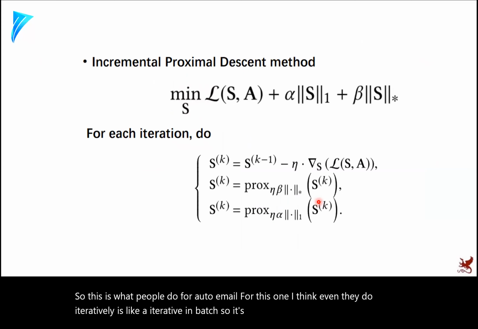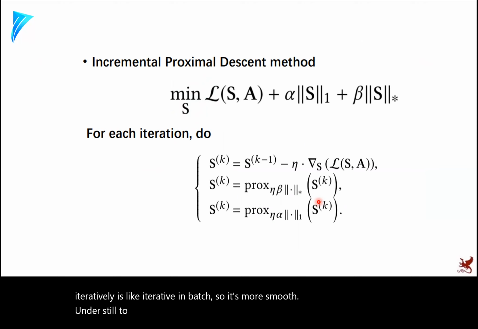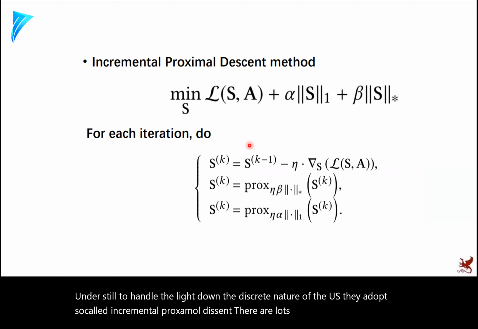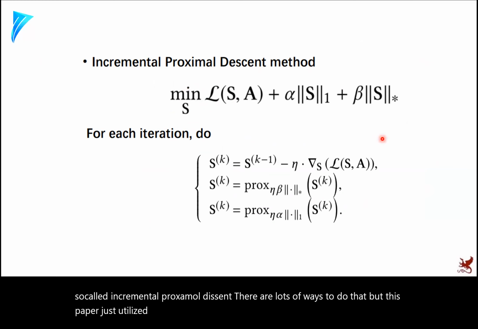And still, to handle the discrete nature of the S, they adopt the so-called incremental proximal descent. There are lots of ways to do that, but this paper just utilizes this approach to force the S to be somehow sparse.